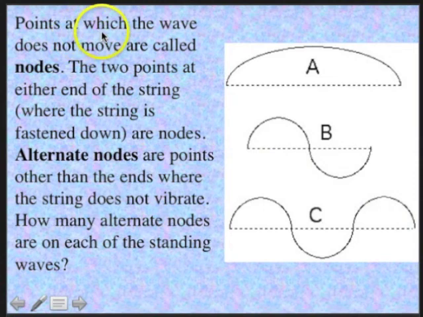Now, points at which the wave does not move are called nodes. The 2 points at either end of the string are nodes. Alternate nodes are points other than the ends where the string does not vibrate. How many alternate nodes are on each of the standing waves? Well, here's 1 in B. A doesn't have any. B has 1, and C has 2.